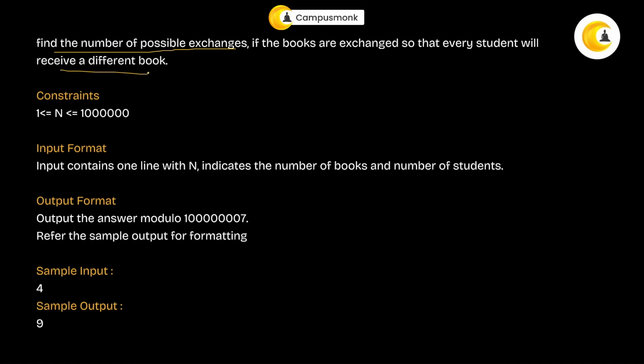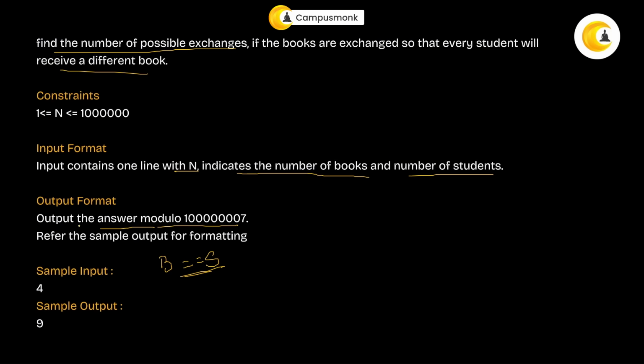Now there's a very good thing provided over here: your output answer should be in modulo of this. Suppose your input contains one line with n, which indicates the number of books and the number of students. Your number of books should be equal to your number of students. It can't be different, otherwise everyone will not get one book.